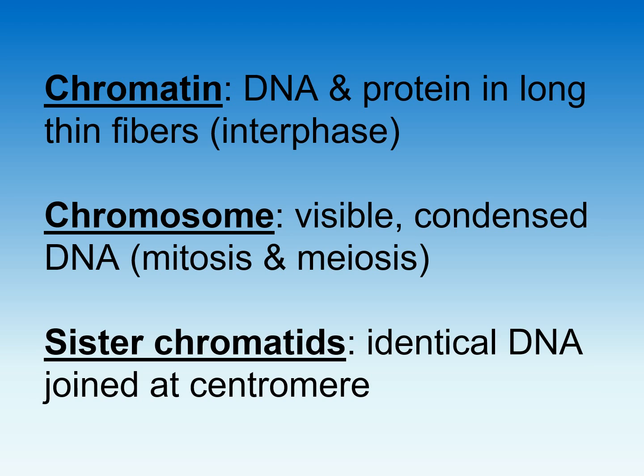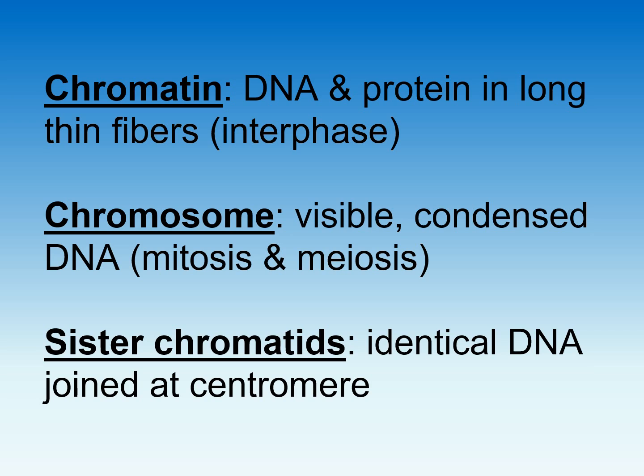The chromatin, like I said, is the DNA and the protein when it's in the long, thin fibers. You cannot see it with the unaided eye when it's in the chromatin form. The chromosome is when it is condensed, and you can see the chromosome form when you're looking at a microscope. DNA will be in the chromosome form during mitosis and meiosis, which are types of nuclear division.